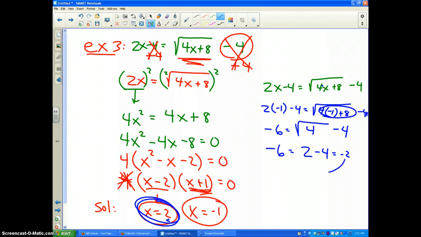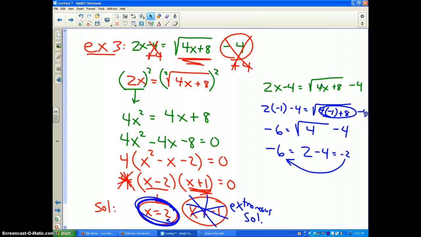Uh-oh, that equals negative 2. That does not equal negative 6. Therefore, x equals negative 1 is an extraneous solution. Extraneous solution. And therefore, my answer is x equals 2. And that, people, is how you solve radical equations.